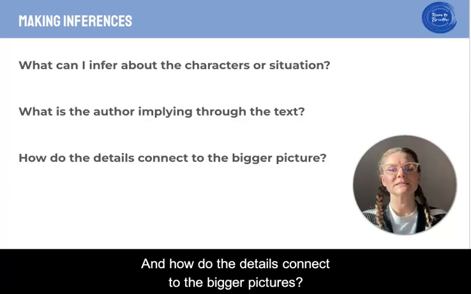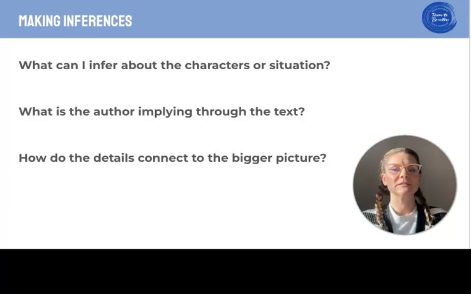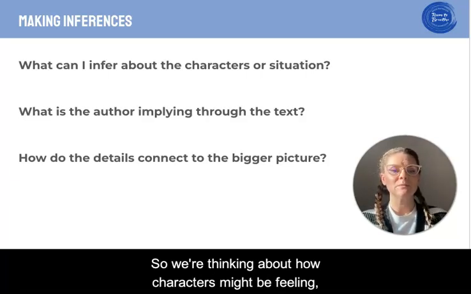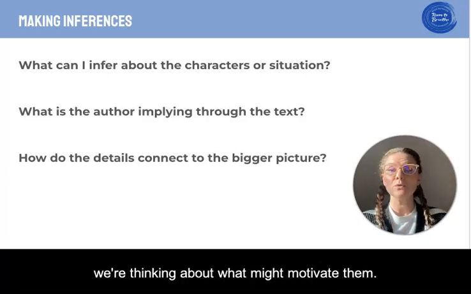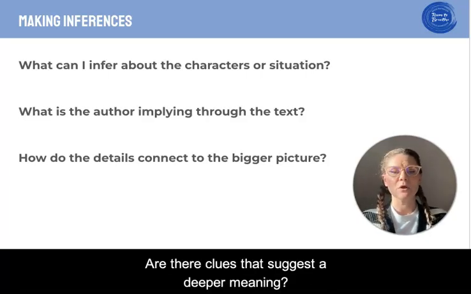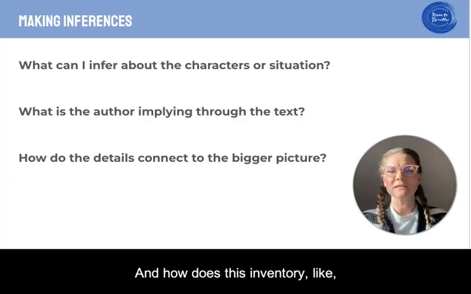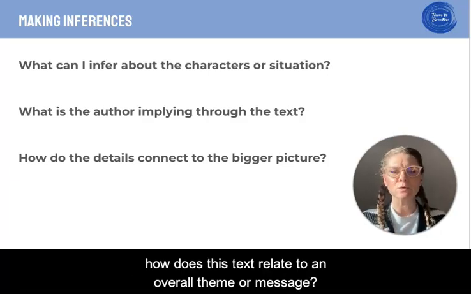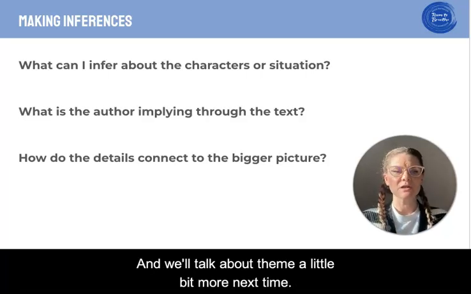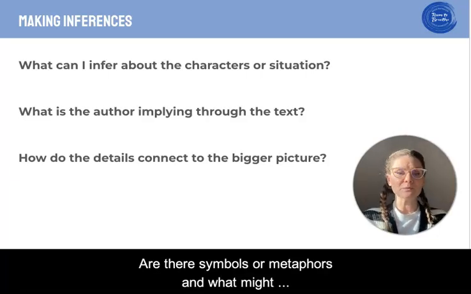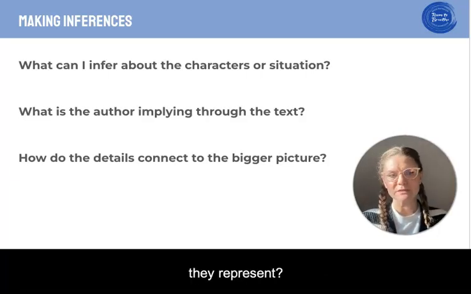And how do the details connect to the bigger picture? So we're thinking about how characters might be feeling. We're thinking about what might motivate them. Are there clues that suggest a deeper meaning? What might the author want me to notice or think about there? And how does this text relate to an overall theme or message? And we'll talk about theme a little bit more next time. Are there symbols or metaphors, and what might they represent?